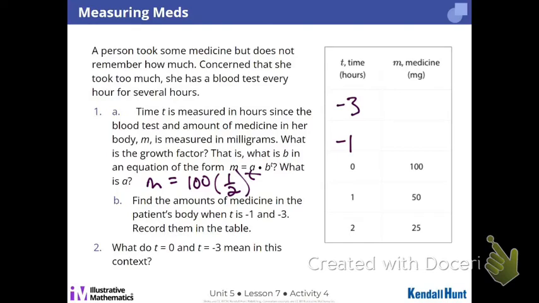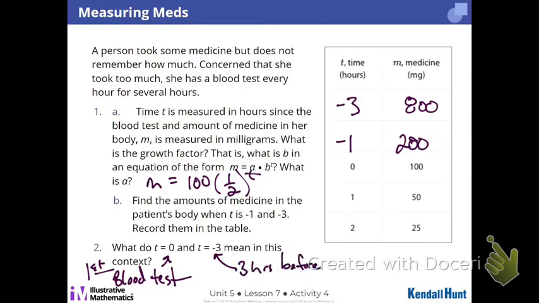So if I go back 1 hour before the test, how much had to be in her blood? 200. 2 hours ago would have been 400, so 3 hours ago would have been 800. And by the way, you slap a -3 up in there for t, you got 800. Are we all set where we're at so far? So in context, t of 0 means what? When the blood test happened, right? The first one. I'm going to put first blood test. And Meredith kind of helped us out already. -3 means 3 hours before the test.